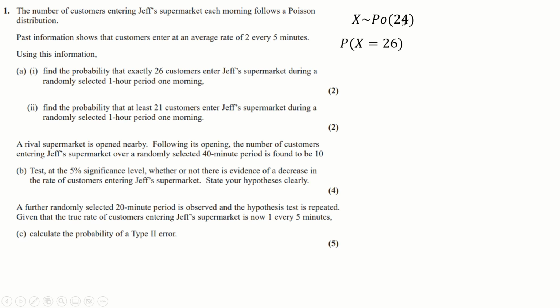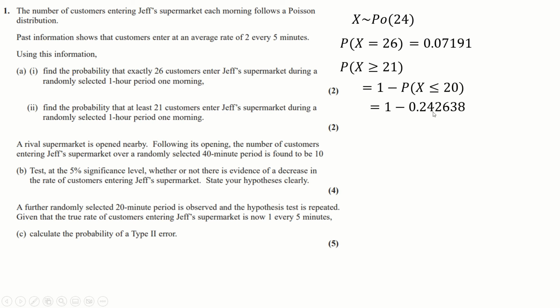Just use a calculator for Poisson. PD is going to be for exactly equals to, we get this. And then at least 21, so that's 21 or more. That's, of course, equal to 1 minus less than or equal to 20. And you can do a Poisson CD in your calculator to get this probability there, and then you get the answer there.